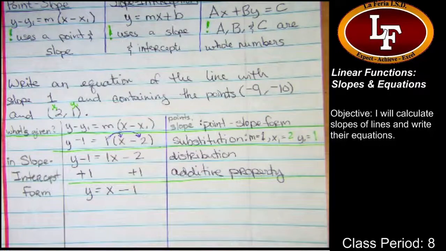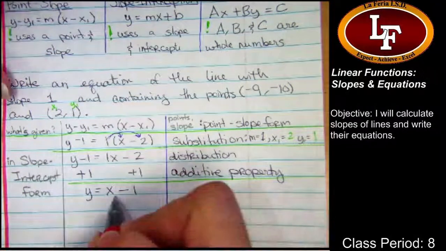Is it in slope-intercept form? Does it look like the slope-intercept form? Y is by itself. The x is multiplied by a number. Okay, you don't see the number, but it's 1. And then we're adding or subtracting some other number?